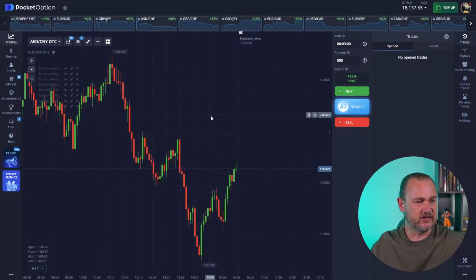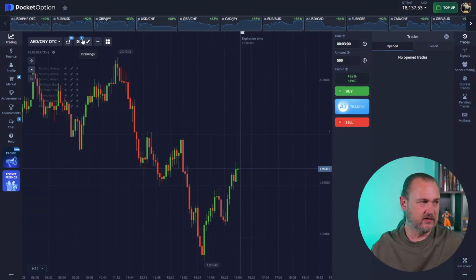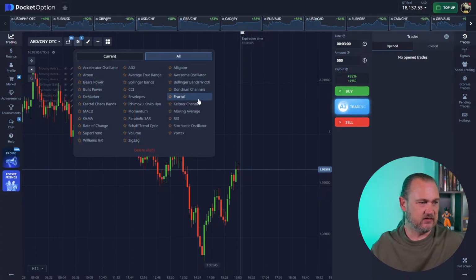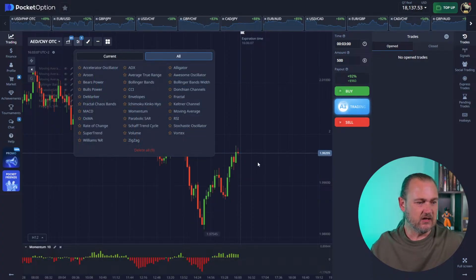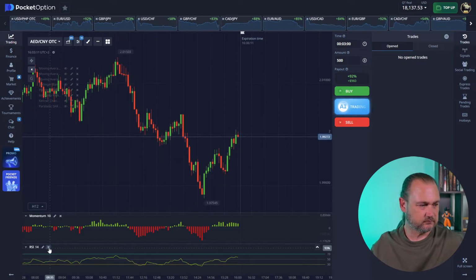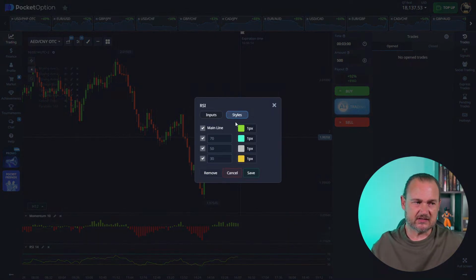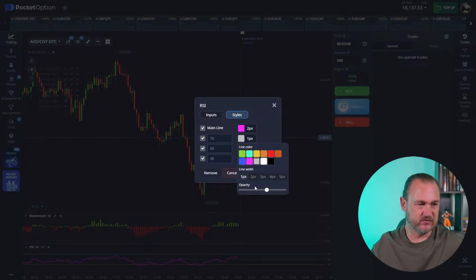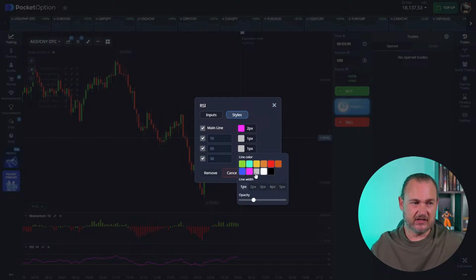Okay, so we're on an asset here, and all the indicators are hidden. Let's add the momentum indicator quickly. And after this, while I'm busy, let's add the RSI as well. I'm going to make some changes to the RSI. These are visual changes, so I'm not changing the parameters. I'm just making some visual changes, and you guys will see why in a second.